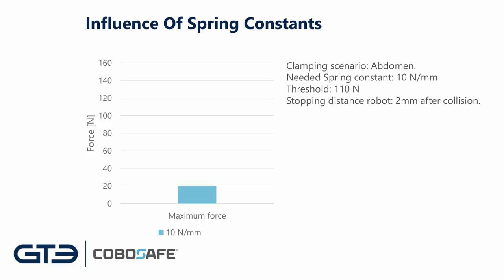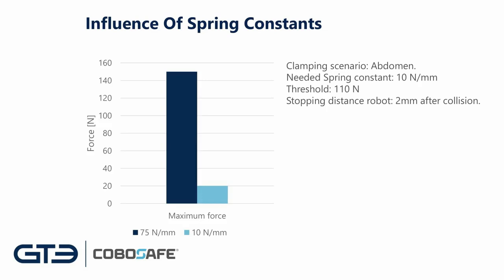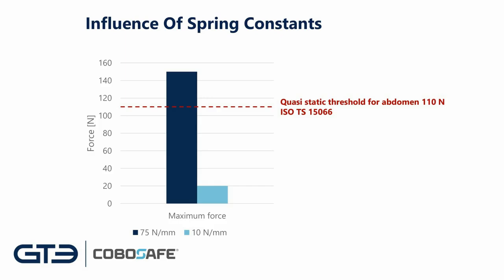And now let's use the harder one, the 75 Newton per millimeter spring. With that one and a stopping distance of 2 millimeters, we will receive a measuring value of 150 Newtons. As you can see, with the 75 Newton per millimeter spring, we exceed our threshold. The result is that we, for example, have to decrease the speed of our robot and decrease our force limits. And with the respective 10 Newton per millimeter spring, we could increase the speed of our robot.